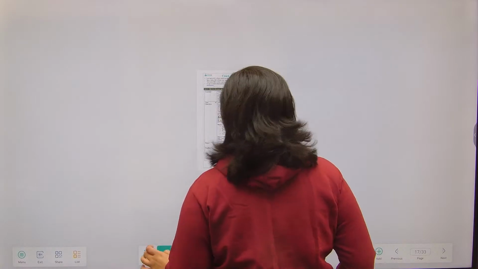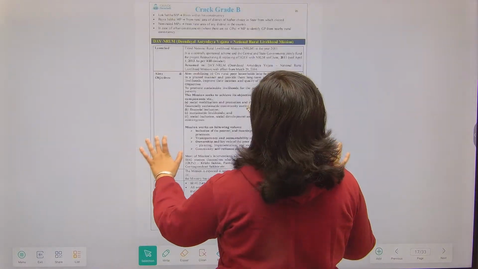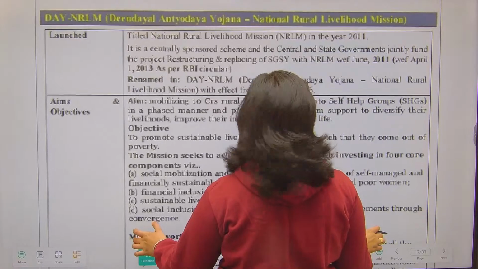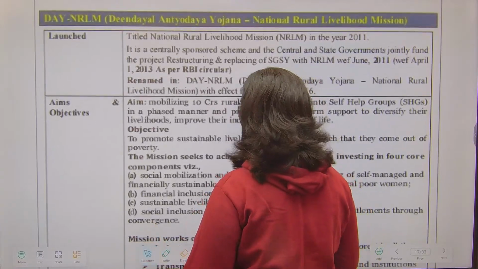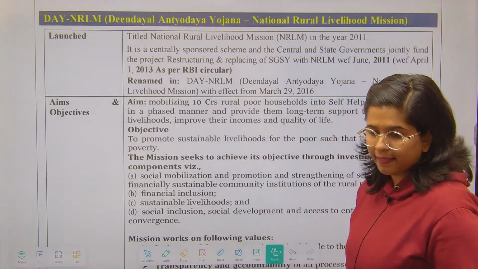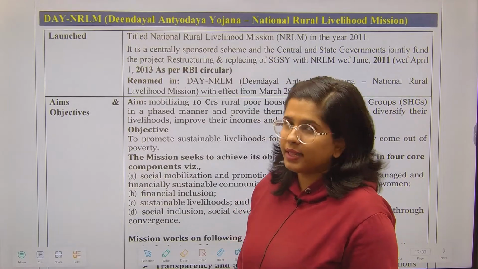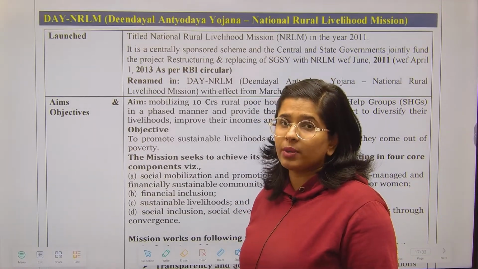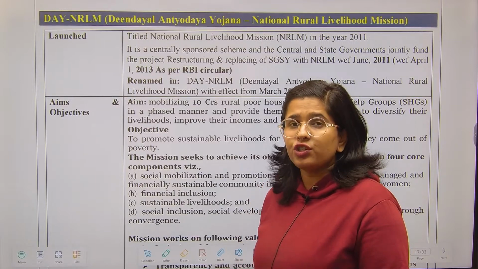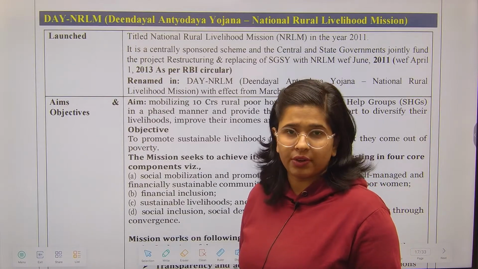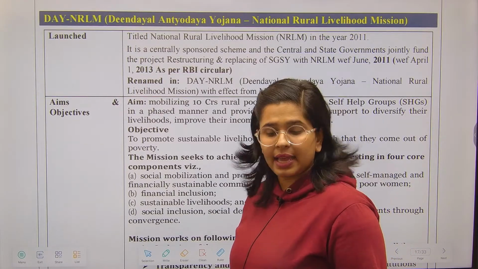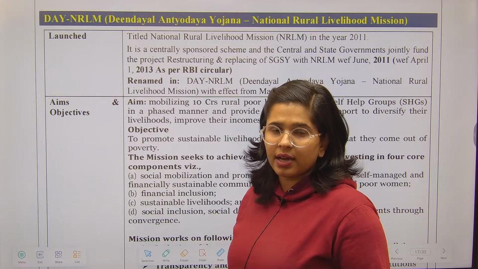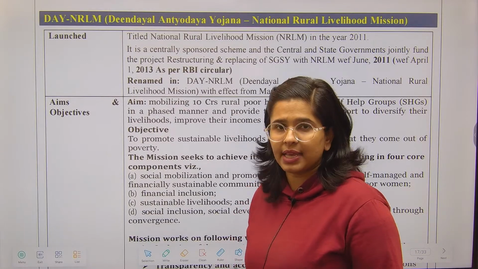Now next, a very important scheme that we have is the Deen Dayal Upadhyay National Rural Livelihood Mission. It does have its urban counterpart as well, that is the National Urban Livelihood Mission, right? NULM as well as NRLM. So these are the two parts of it. एक rural segment के लिए है और एक urban segment के लिए.